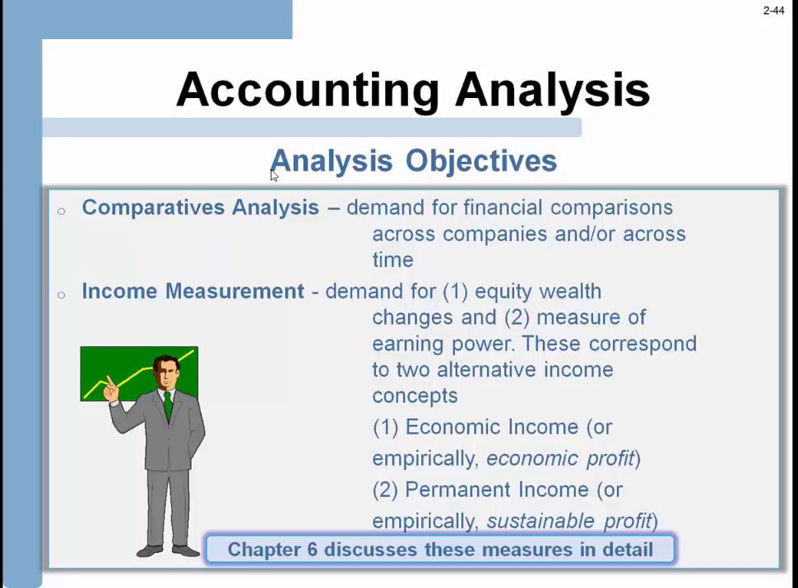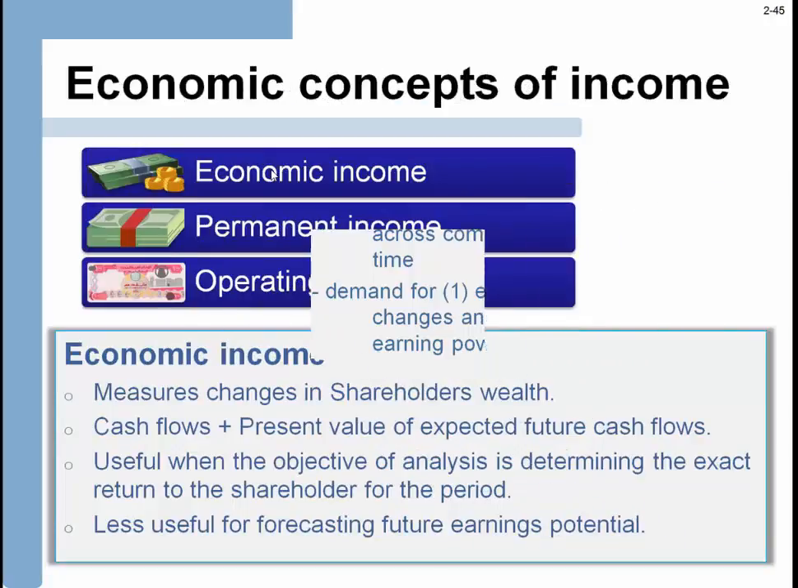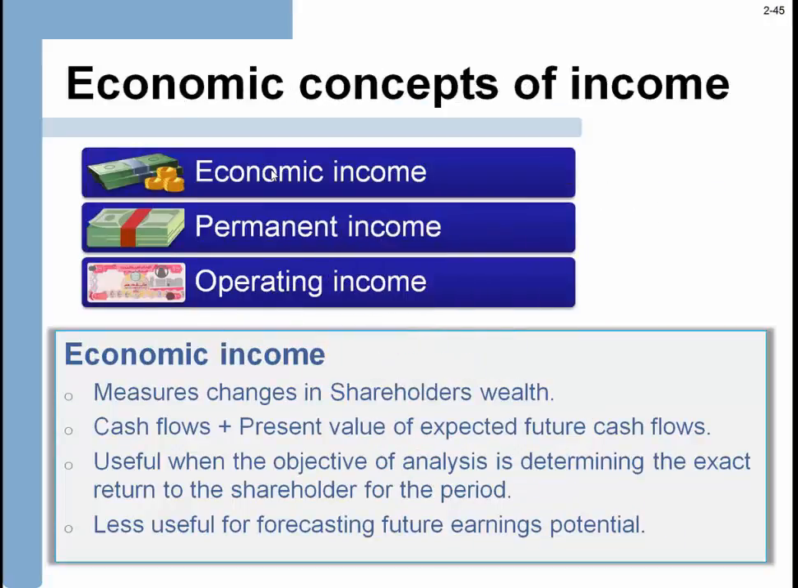What can happen over a period of time? That's a big term that you see now. Sustainability. Concepts of economic income. It measures the changes in shareholder wealth. You want to know what's happening. You want to look at cash flows plus the present value of expected future cash flows for economic income. It's useful when you're trying to determine the exact return on shareholder value for the period. It's less useful for forecasting.